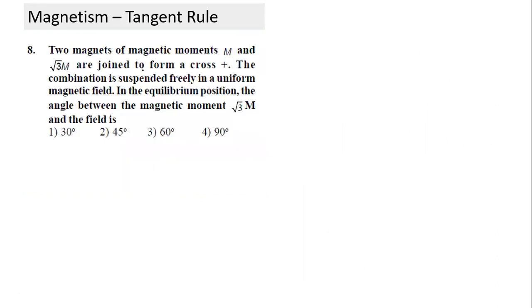Let's try to understand what happens if two magnets are there. Read this question, all of you, and we'll solve it. It's a fairly simple question. All of you read the question, try to draw a figure, and try to solve mentally. How do we go about solving this question here?